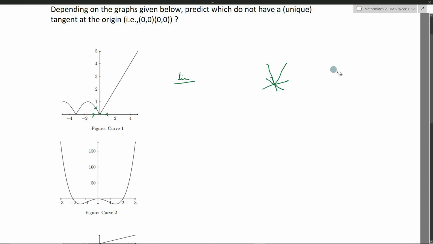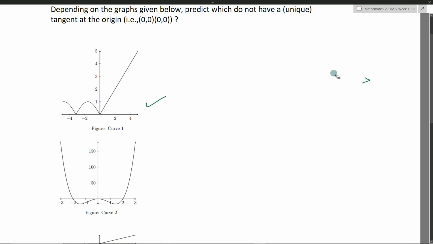But if I had a smooth curve instead of a point over there, if I had something like this, yes, then a unique tangent could have been drawn, as in the previous case. But here, since it has a point converging to a point, a unique tangent cannot be drawn at the origin. So the first option is right.